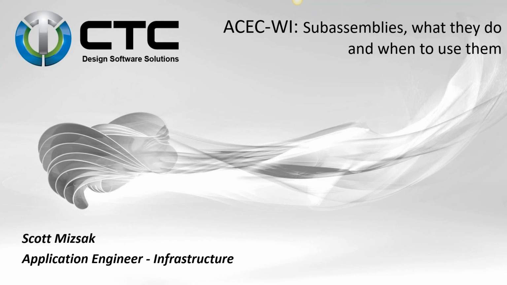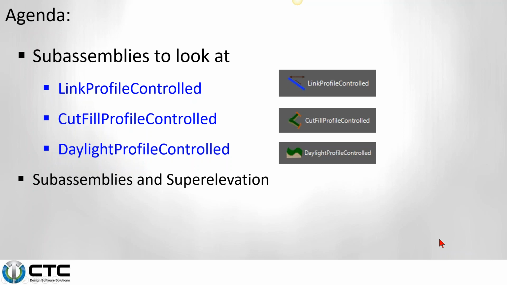They do and how do we use them. So we're going to go ahead and look at a few things today. We're going to look at 3 subassemblies: the LinkProfileControlled, the CutFillProfileControlled, and then the DaylightProfileControlled. And then we're also going to look at subassemblies and how to get them to use Superelevation. So with that being said, we'll go ahead and get started.